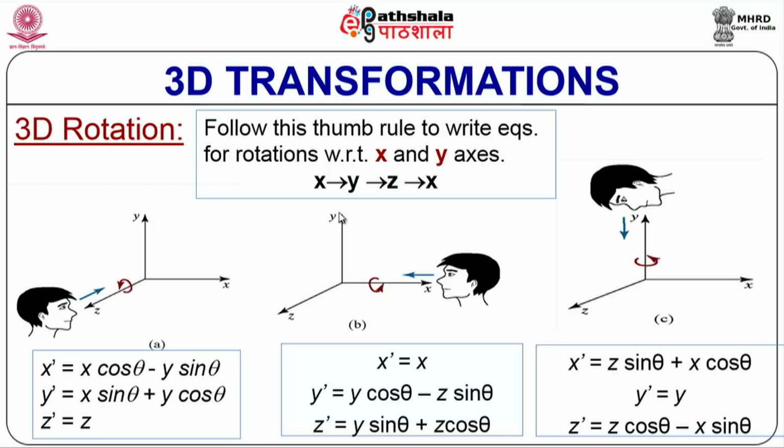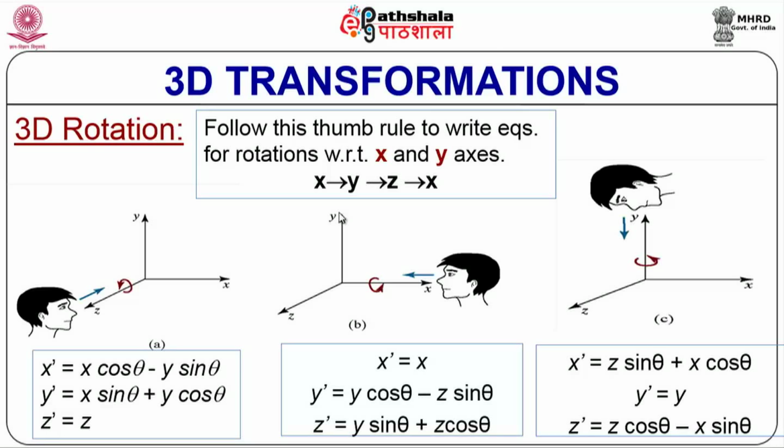Now, how do we get the rotations about x axis and y axis? Simply, wherever there is x in the first set of equations, replace it with y, y with z, and z with x. So, now the first equation becomes y dashed is equal to y cos theta minus z sin theta, which is there in the second equation in the second diagram. Z dashed is equal to y sin theta plus z cos theta, replacing y with z, z with x, x with y. So, that is the thumb rule. And finally, for z dashed is equal to z, z is to be replaced with x.